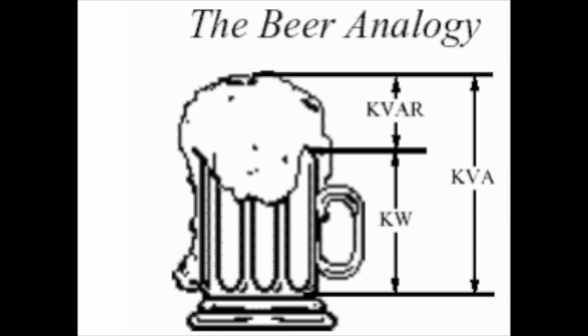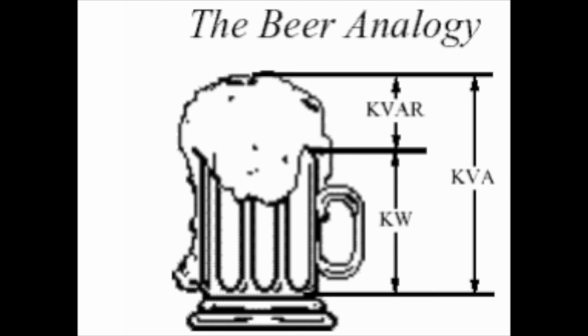Now, if we're in a perfect world, your kVAR would be very small, and kW and kVA would be almost equal. So that's more beer, less foam. In order to have an efficient system, whether it's a beer mug or your generator, we want power factor to be as close to 1.0 as possible. Since power factor is defined as the ratio of kW to kVA, we see that lower power factor results when kW is small in relation to kVA.